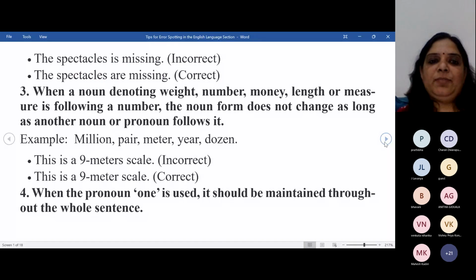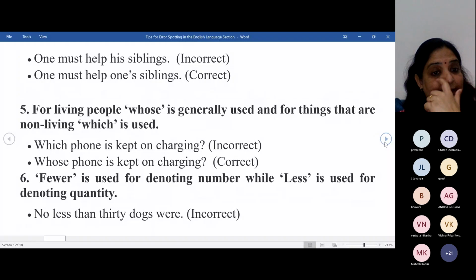Whenever the noun denotes weight, number, money or length and is followed by a number, the noun form does not change. So it is a 9 meter scale, not a 9 meters scale. And when one is used, it is followed by oneself or one's. One should do one's homework. It's never one should do his or her homework. That's the correct way of saying it.